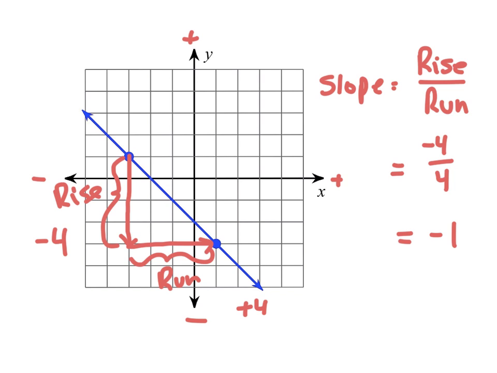Now what you're going to find out in a few minutes is that in algebra class we use the variable m to represent slope, lowercase m. So I'm going to start using that variable now. The slope of this line is -1.